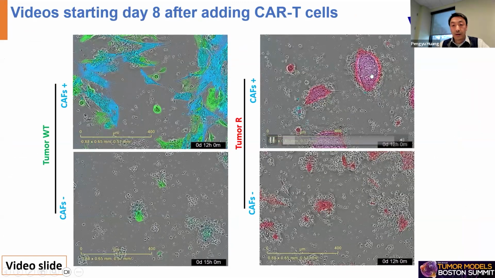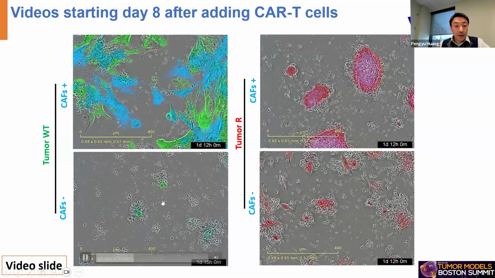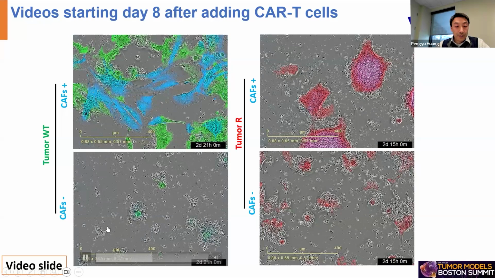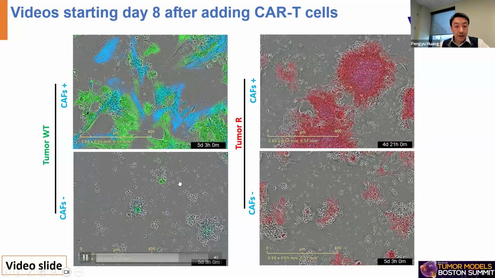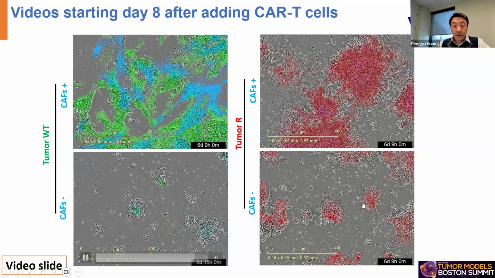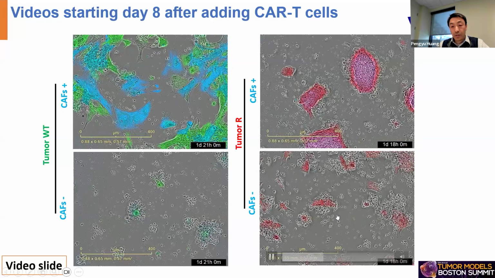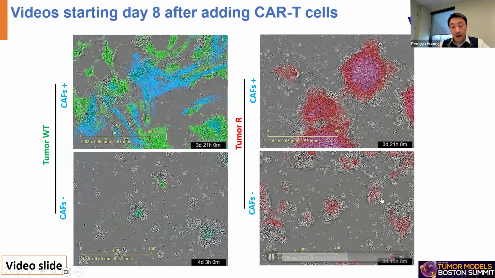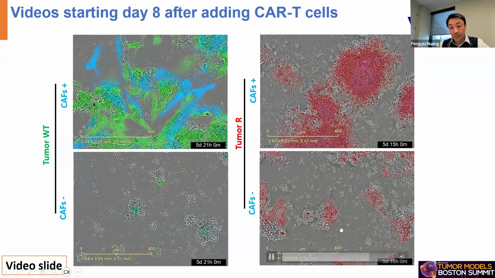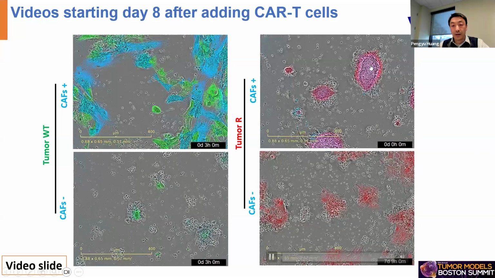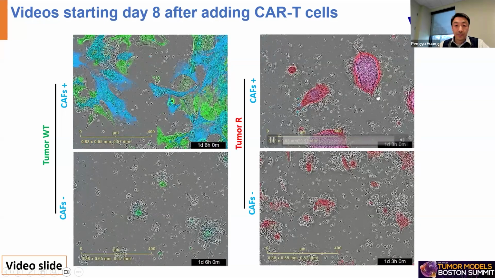So then they spread out and grow. But the wild type, without CAF, never comes back, never grows. The tumor R without CAF, because they have the ability to resist the CAR T, comes back. But the number is much smaller than in the co-culture system.